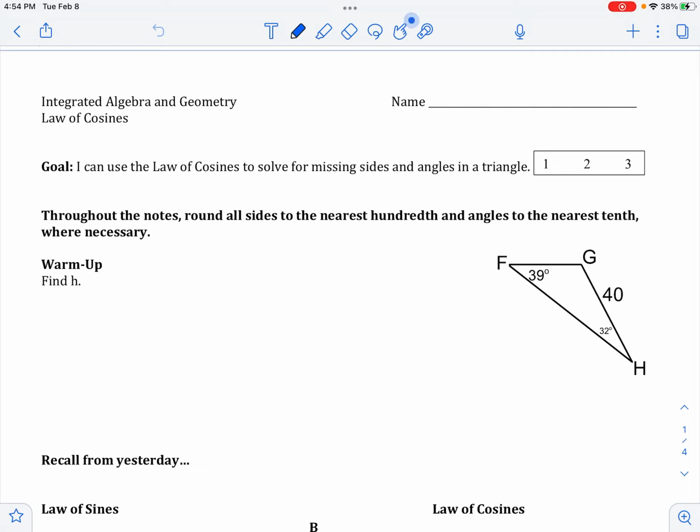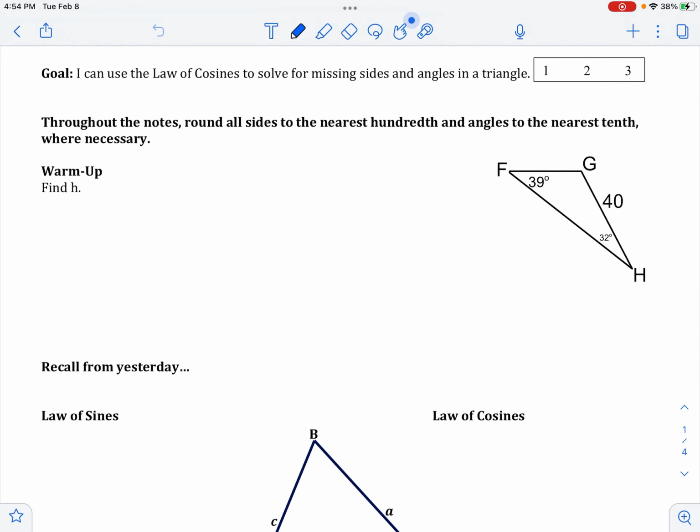All right, well, these notes start with a warm-up. It says throughout the notes, round all answers to the nearest hundredth and angles to the nearest tenth when necessary. So that's for everything from now on for these notes and for the homework. So there is a warm-up, and it's find H.